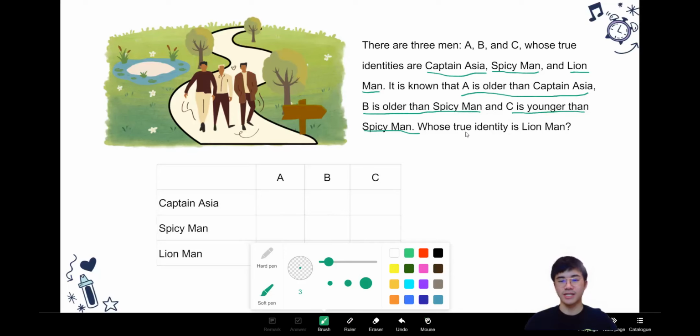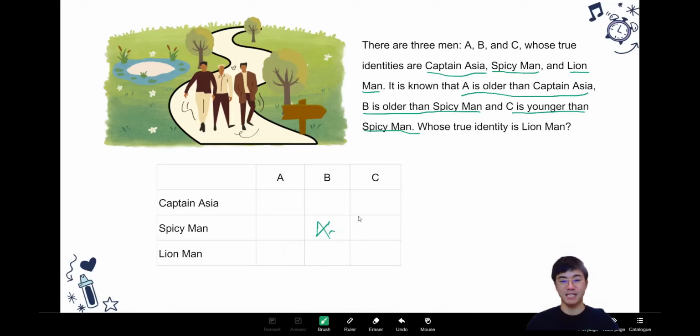So based on these 3 pieces of information, we know that B is older than Spicy Man. So can B be Spicy Man, kids? Definitely not, because like yourself, you can't be older than yourself. So B is definitely not Spicy Man. But what about C? C is younger than Spicy Man. It also means that C cannot be Spicy Man, for the same reason. Now, what's left for the Spicy Man? It is A. So A is Spicy Man.